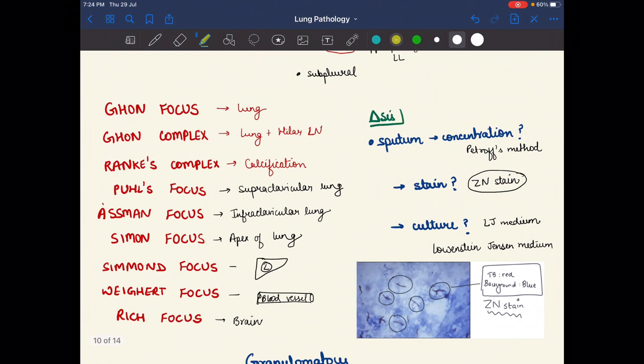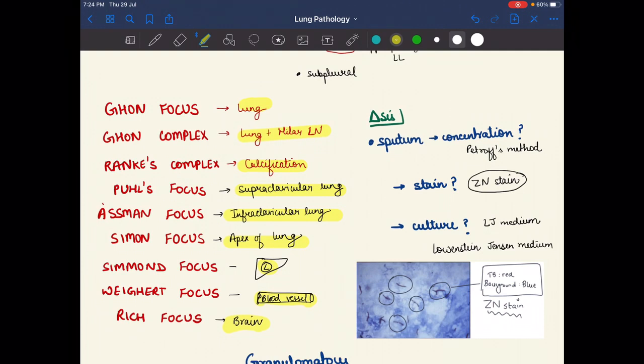Now, Ghon focus is seen in the lungs. Ghon complex is lung plus hilar lymph node. Ranke complex is a calcification. Puhl focus is supraclavicular. Assmann focus is infraclavicular. Simon focus is the apex of the lungs. Simon focus is seen in the liver. Weigert focus is seen in the blood vessels, and Rich focus is seen in the brain. So these were the foci.